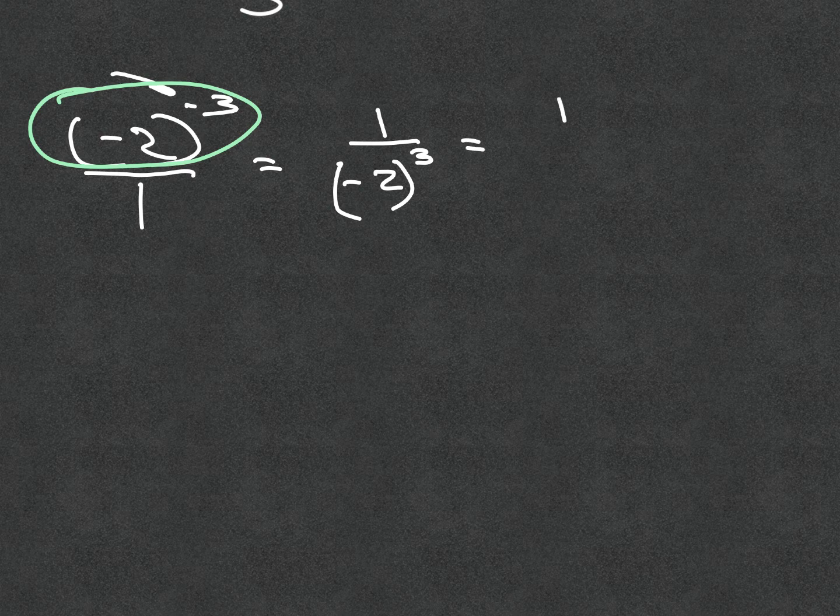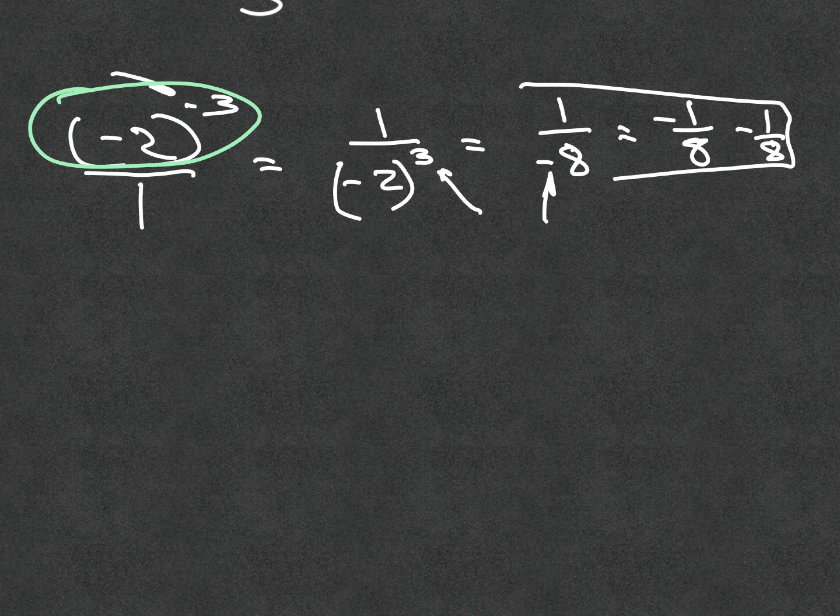So that gives me 1 over negative 2 times negative 2 times negative 2, an odd number of exponent, which means my answer is going to be negative, and I just take 2 to the 3rd power, and I get that. Now this is also equal to negative 1 over 8, or that. All 3 of these answers are the same thing, so it doesn't matter which of the 3 you choose to use. Okay, let's look at the next one, 3/4.